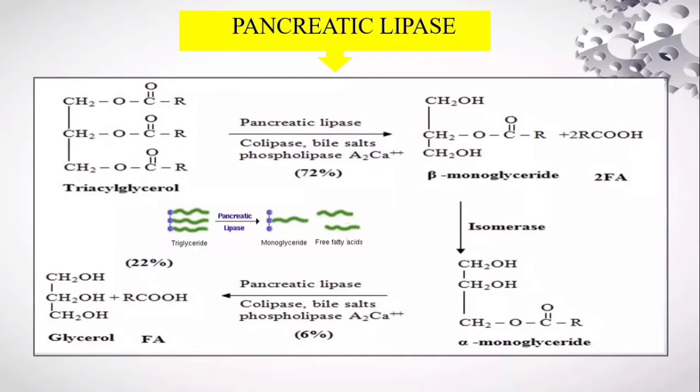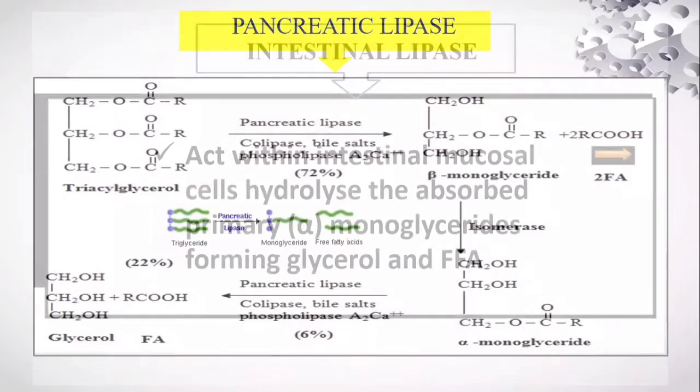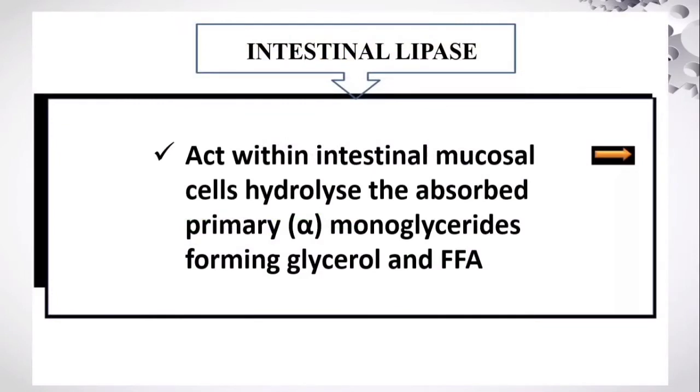The pancreatic enzyme breaks down the triglyceride into simpler compounds such as monoglyceride and two free fatty acids. As the process continues of converting the triglyceride into simpler compounds for better absorption, the monoglyceride and two free fatty acids will become glycerol and two free fatty acids. Intestinal lipase acts within intestinal mucosal cells, hydrolyzing the absorbed primary monoglycerides, forming glycerol and FFA.